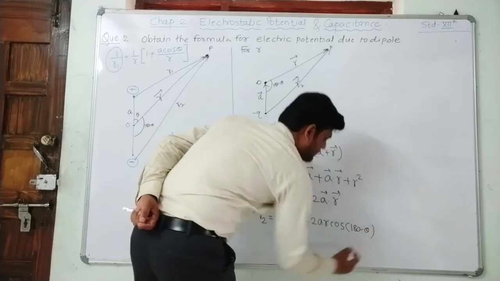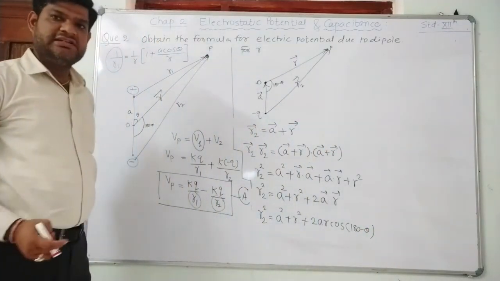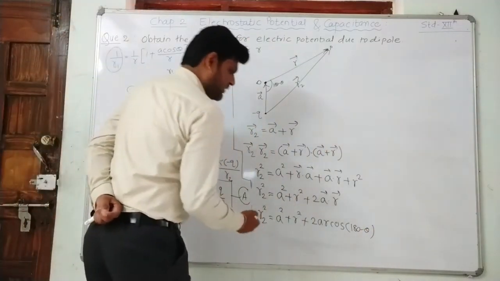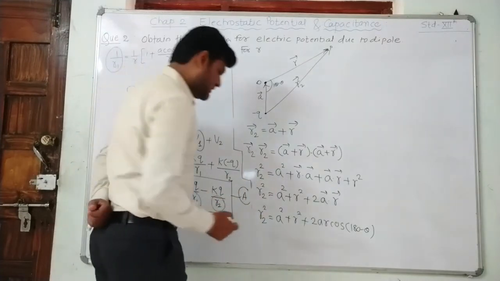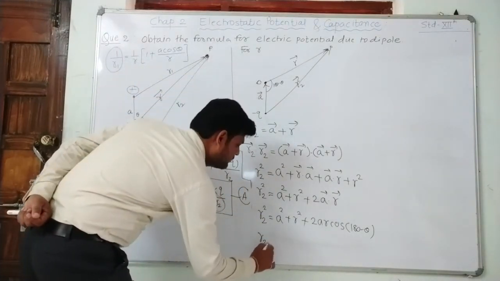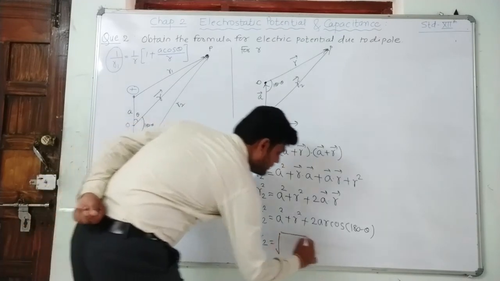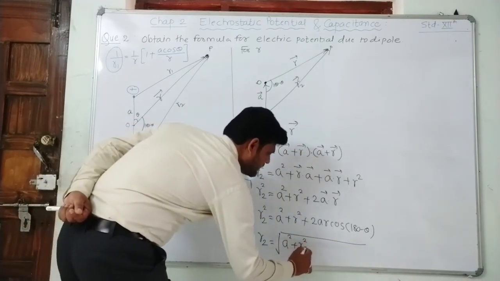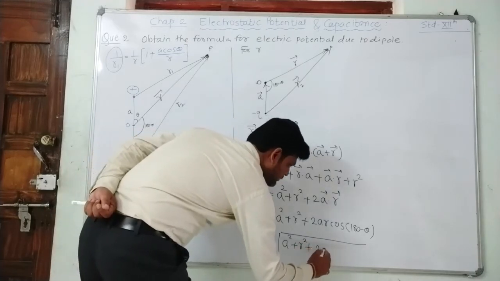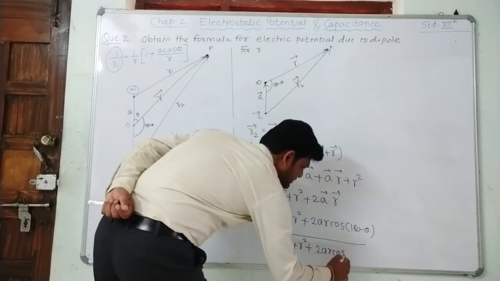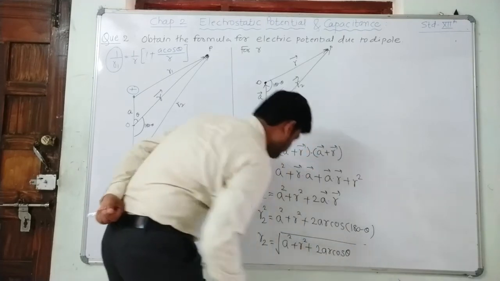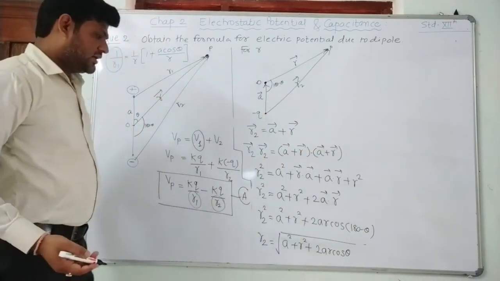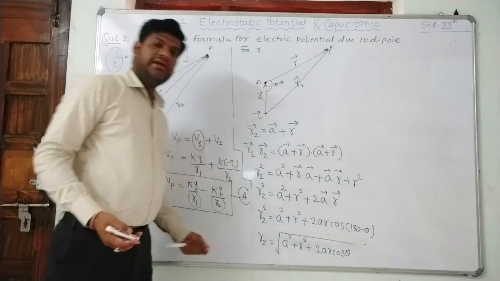180 minus theta. As we know, cos(180 minus theta) is minus cos theta. So taking square root on both sides, r2 equal to under root a square plus r square plus 2ar cos theta. Right?